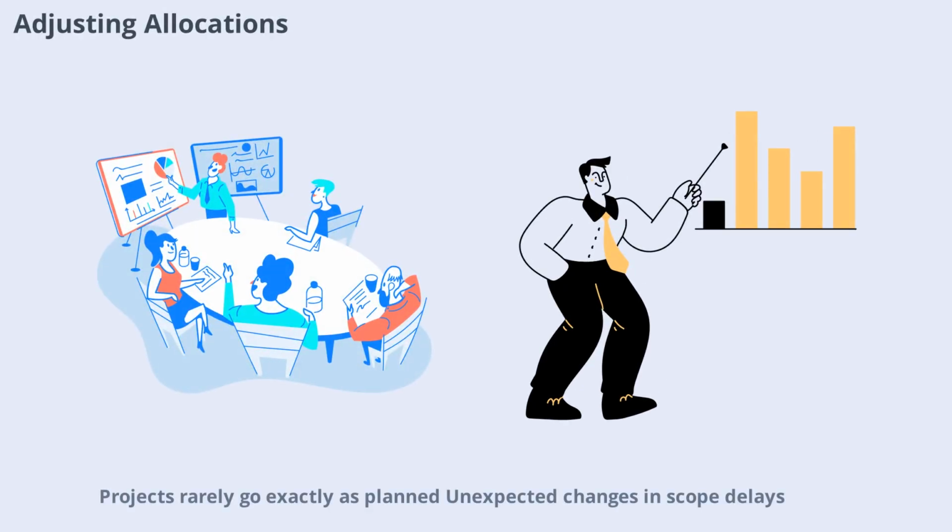Projects rarely go exactly as planned. Unexpected changes in scope, delays, or resource availability can require you to adjust allocations. Stay flexible and be prepared to reassign resources or reschedule tasks as needed. Effective communication with your team and stakeholders is crucial during these changes to minimize disruptions and keep everyone informed.